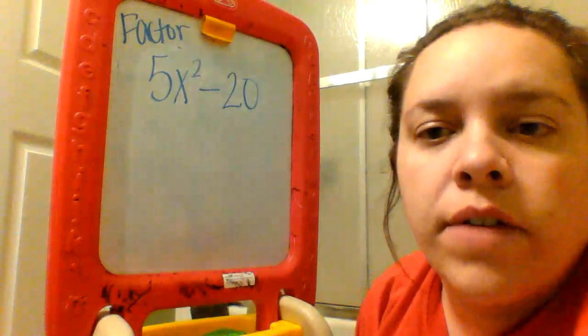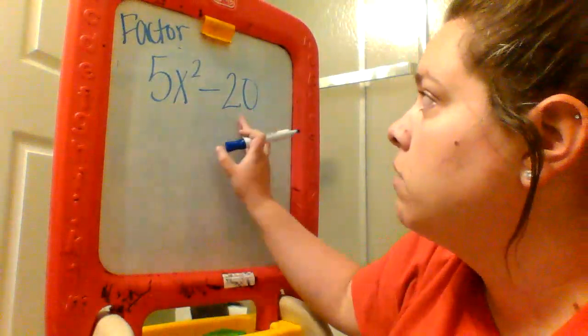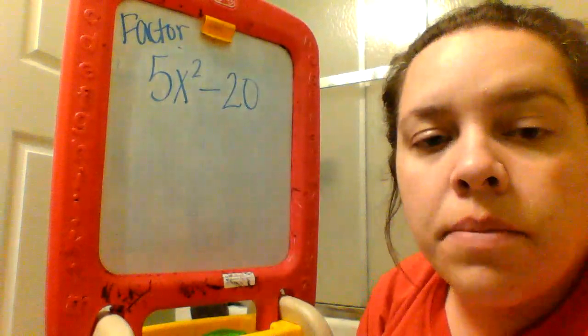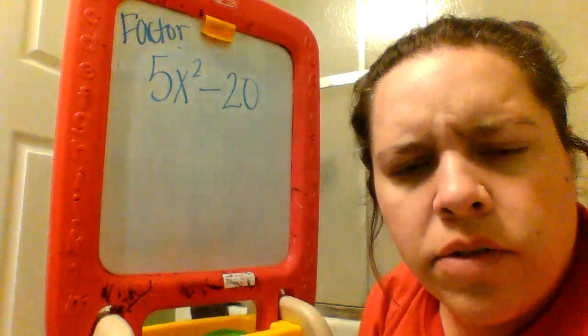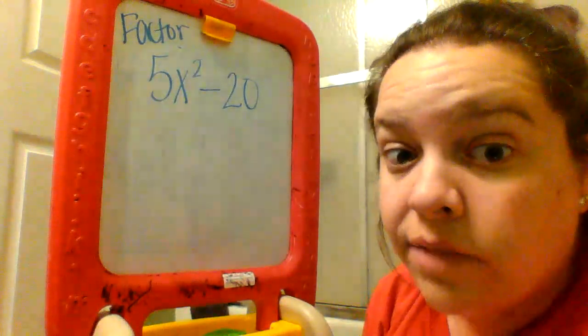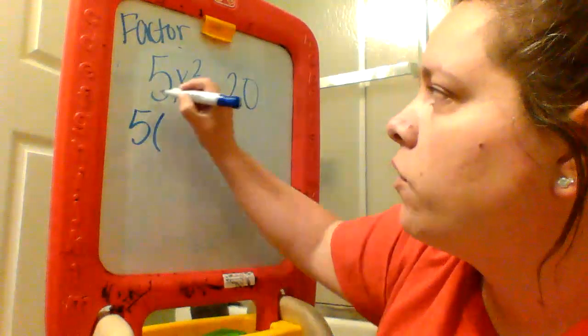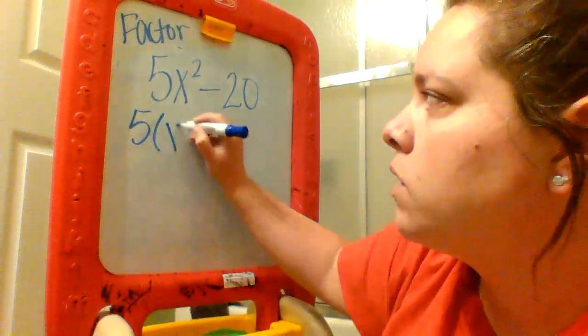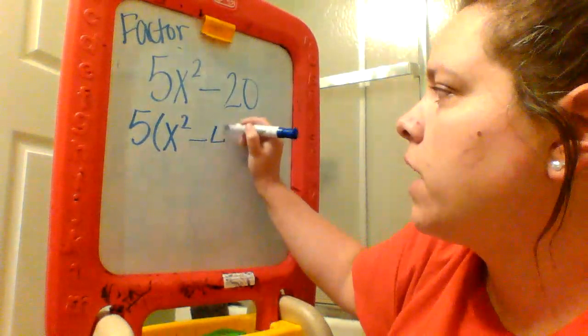All right, so 5x squared minus 20. So looking at it, it's in standard form, squared number, so that's good. Then I look for a GCF, 5 and 20. Is there a greatest common factor of 5 and 20? 5. I'm going to take out a 5 as a greatest common factor first. So 5 divided by 5 is just 1, so that's just 1x squared. Negative 20 divided by 5 is negative 4.